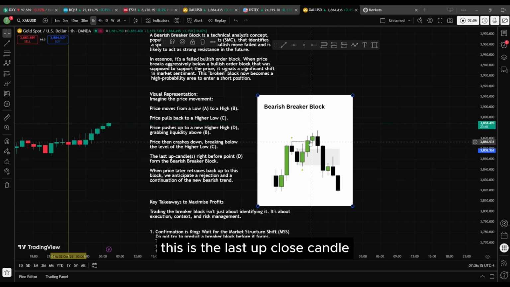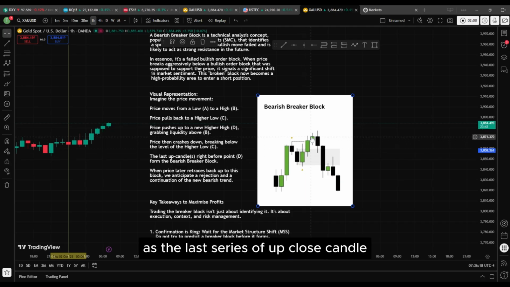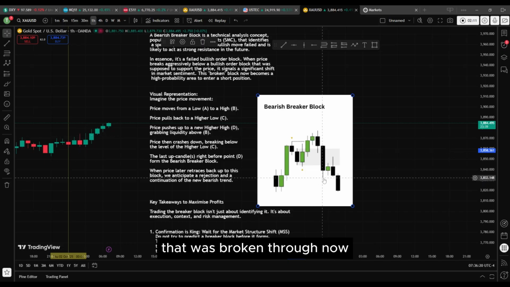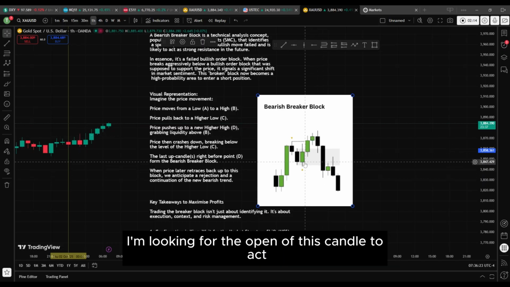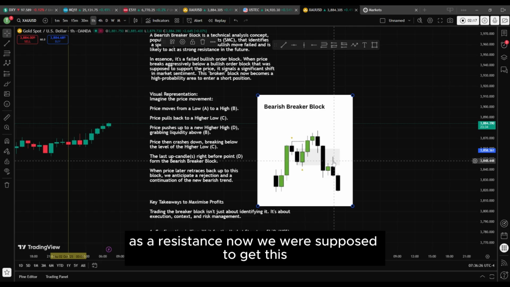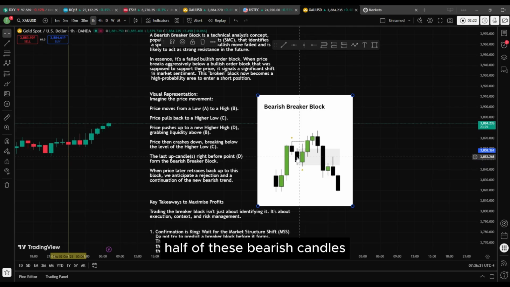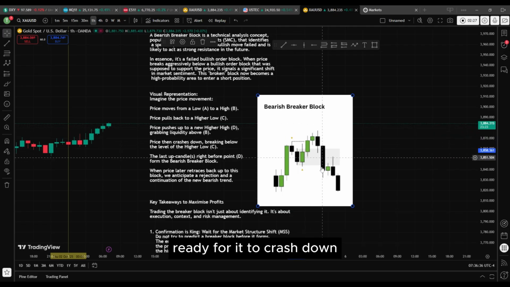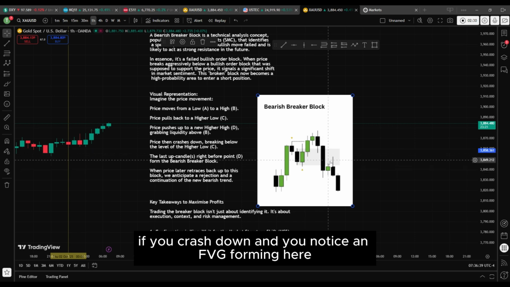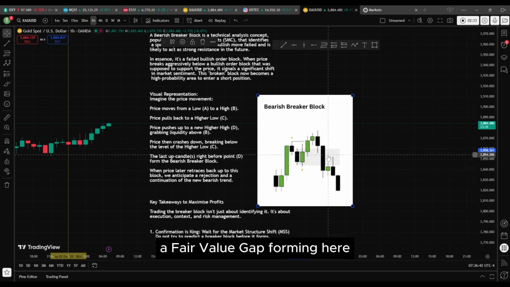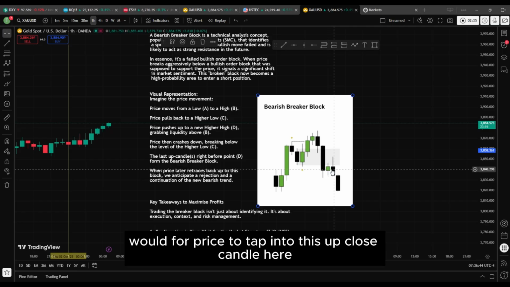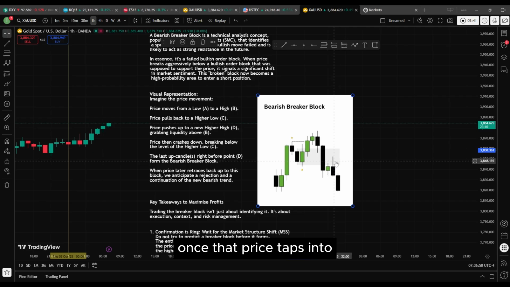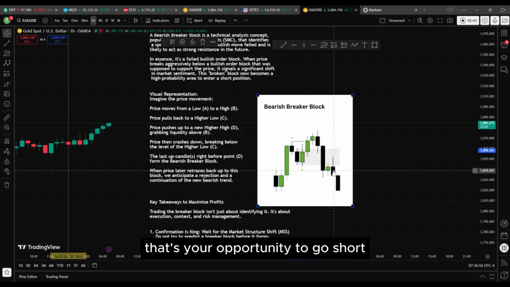This is the last up close candle, the last series of up close candles that was broken through. Now look for the open of this candle to act as a resistance. If it crashes down and you notice an FVG, a fair value gap, forming here, now wait for price to tap into this up close candle here. Once price taps into it, that's your opportunity to go short.